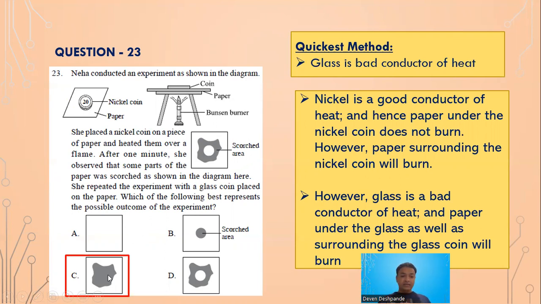But if you place glass, the glass is a bad conductor of heat. Glass is a bad conductor of heat. So what is going to happen? The paper below the glass is also going to get burnt, and the paper surrounding the glass also is going to get burnt. So not only the paper surrounding the glass will get burnt, but the paper below the glass will also get burnt. So the correct option is option number C.